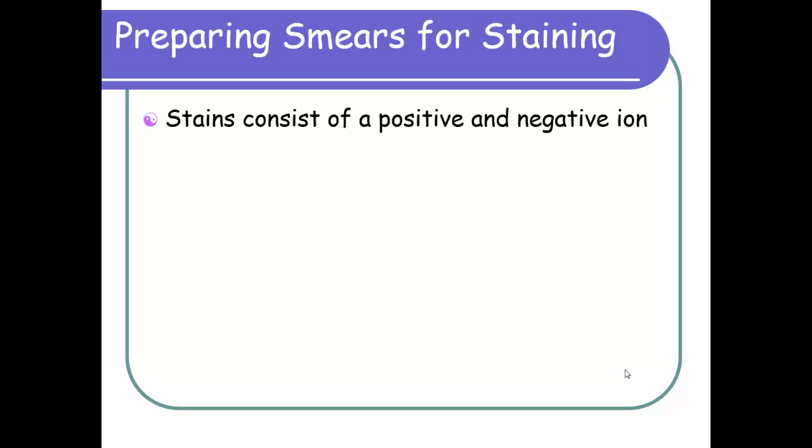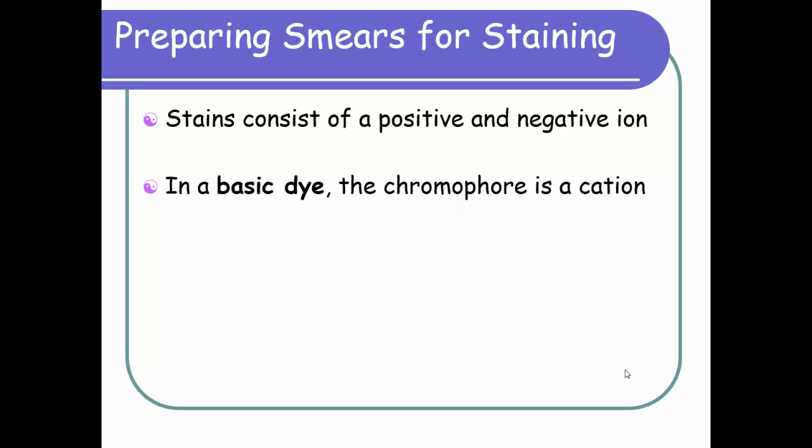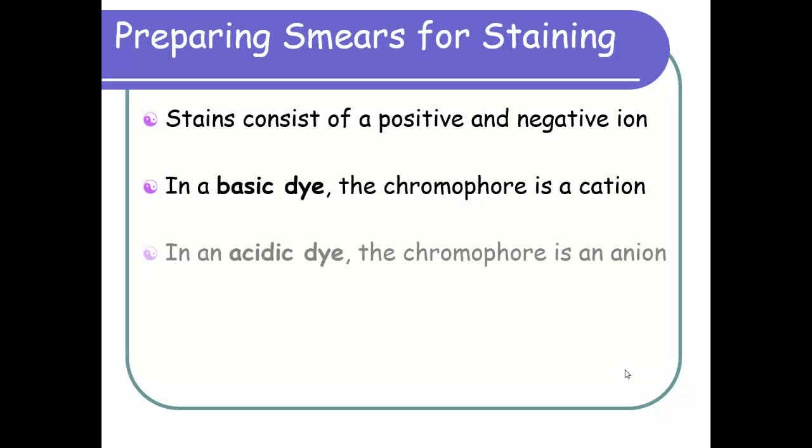Stains usually consist of a positive and negative ion. In a basic dye, the chromophore, the actual colorant, is a cation. In acidic dyes, the chromophore is an anion. So a basic dye would be attracted to what type of charge? And in an acidic dye, what would it be attracted to?